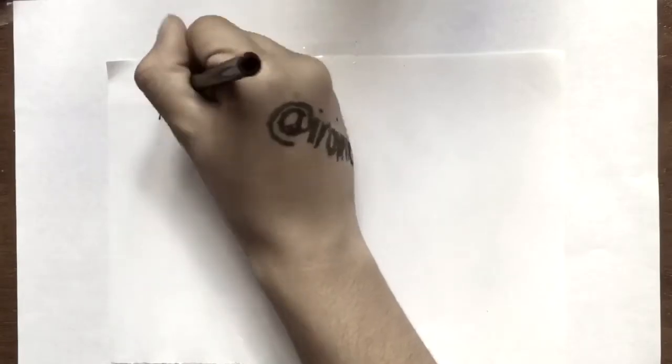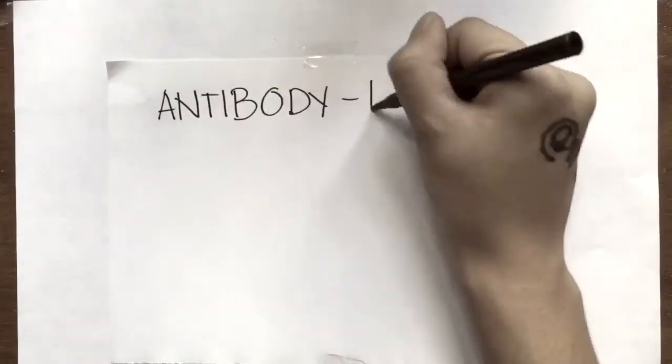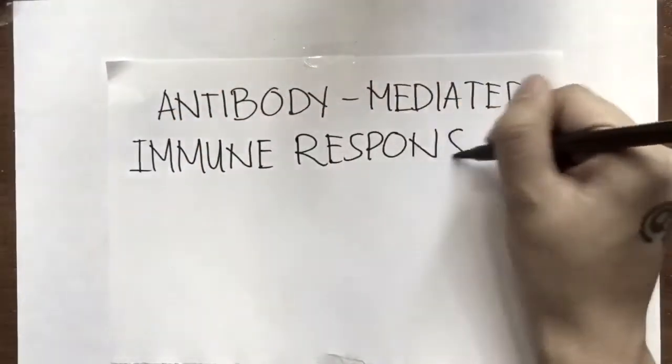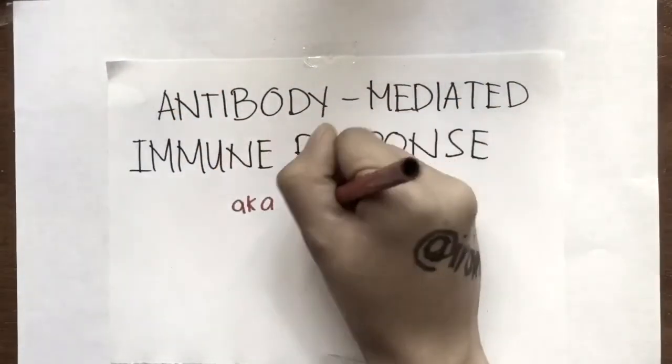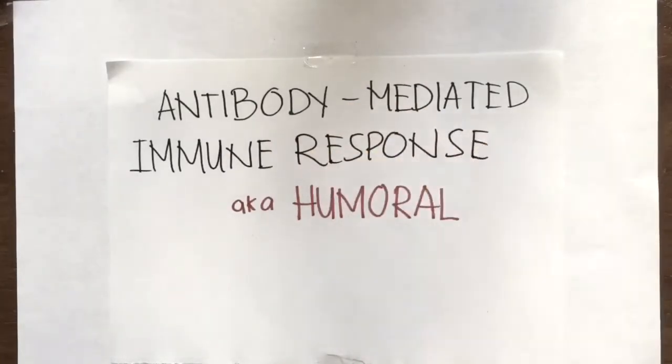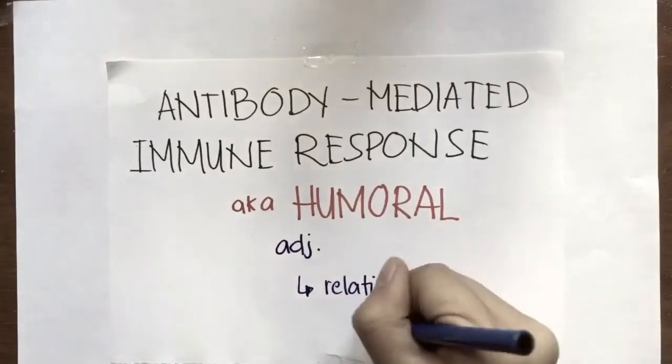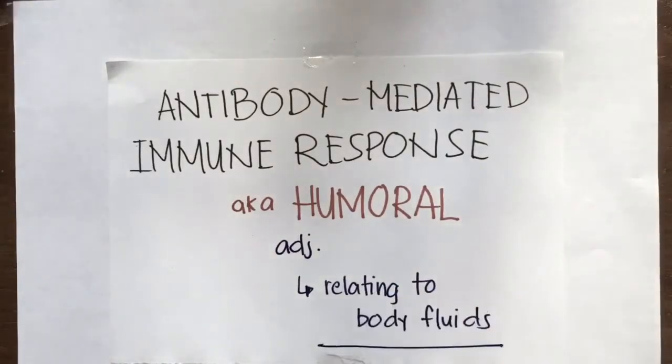Antibody-mediated immunity response. This is an aspect of immunity that is mediated by macromolecules found in extracellular fluids such as secreted antibodies, complement proteins, and certain antimicrobial peptides. This immunity response is also called the humoral immunity response. Humoral is an adjective relating to body fluids.